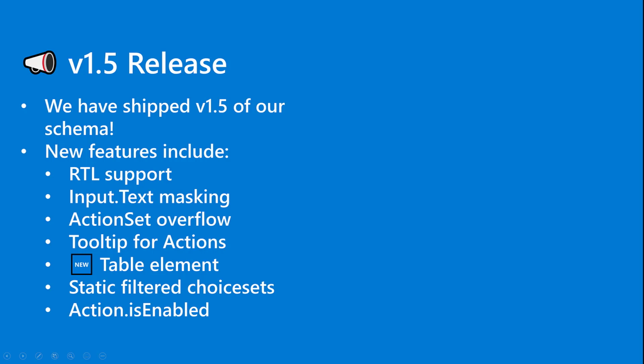So we have shipped our 1.5 release of our schema, and the new features which you can find in this release will be right-to-left support, Input.Text masking, ActionSet overflow, Tooltip for actions, a new table element, a static filtered choice set, and also a new property known as isEnabled for actions. And I'll share just brief examples of these features in the upcoming slides.